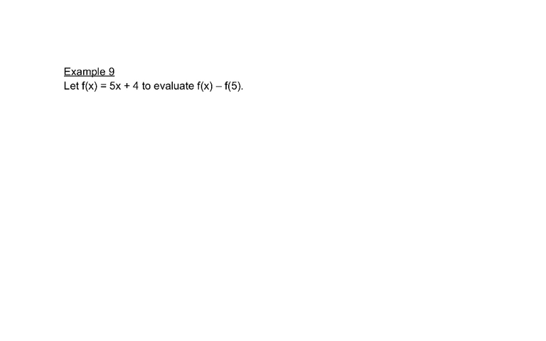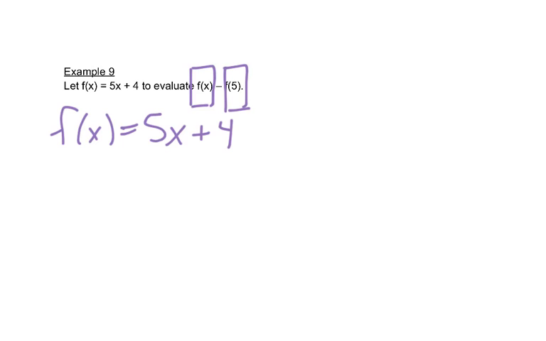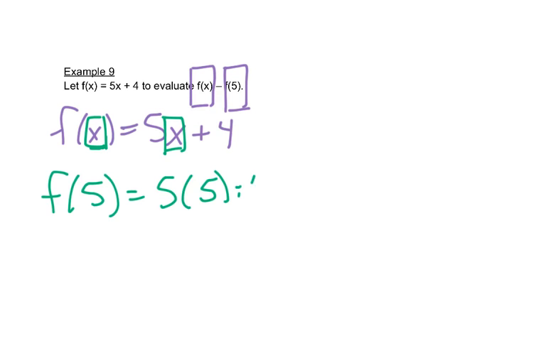So we'll do the same thing here. So this is saying we want to find f of x minus f of 5. When we know f of x, it tells us that f of x is equal to 5x plus 4. So let's find f of 5. So f of 5, again, replaces this x with 5 and replaces this x with 5. So I have 5 times 5 is 25, plus 4 is 29.